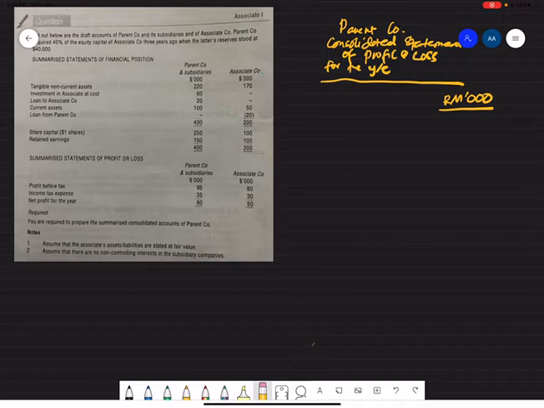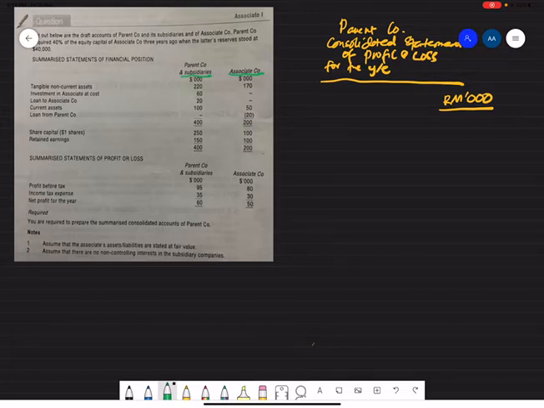I'm going to discuss an example of parent company, subsidiary and associate. In this simple example, the parent company and subsidiary accounts have already been consolidated, because the target of this question is to show you how the associate company fits into the equation.